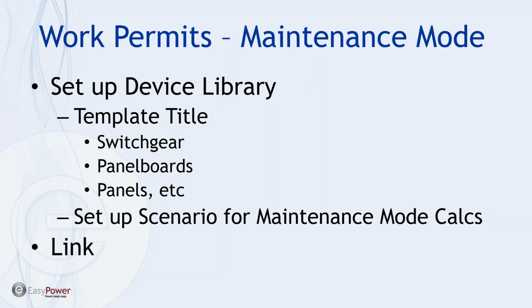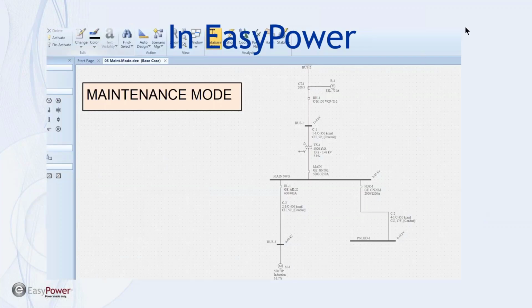Again, we have a system where we only want to do hot work under the auspices of maintenance mode, and we're going to use Word to create this linkage. And in the device library, we want to make sure that we link it for a number of different elements in the right voltage range so that they pick up that template as we create work permits. So let's jump into EasyPower and walk through all of this.